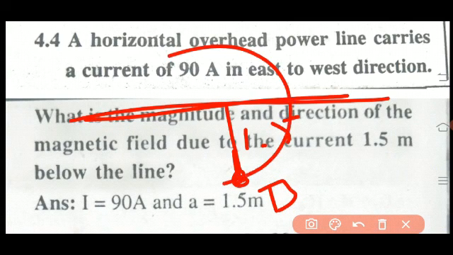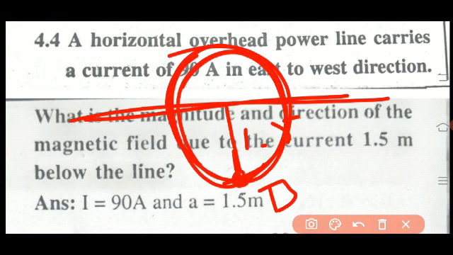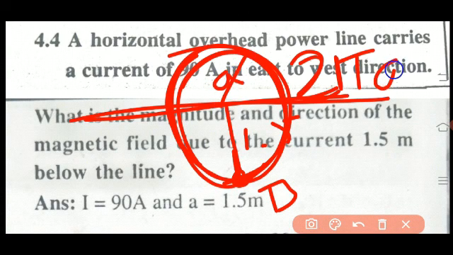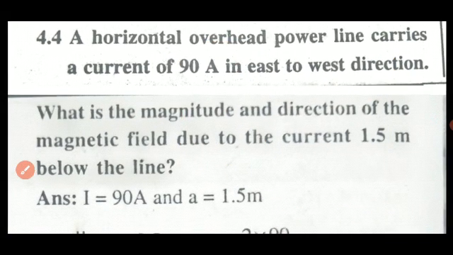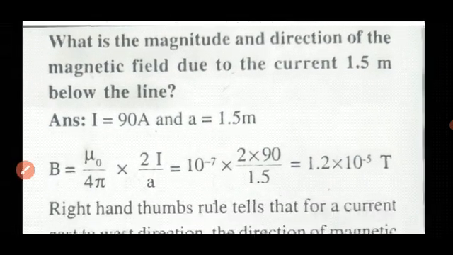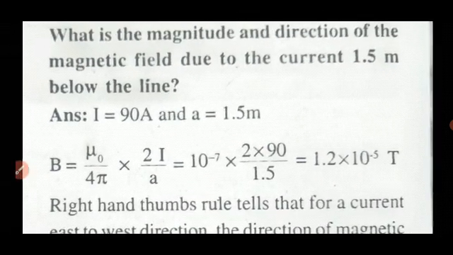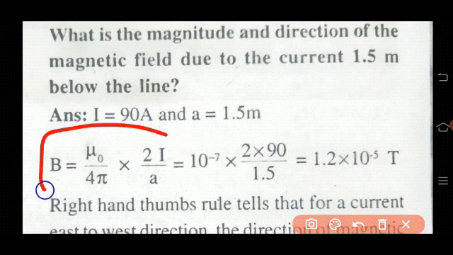So draw the Ampere circuit. What is the length of the Ampere circuit? That is the circumference, that is 2 pi. If the radius is taken as A, that is 2 pi A. If you take it as R, that is 2 pi R. Okay, so once again you can use the same equation as you studied in 4.3 and 4.2. The same equation, mu naught by 4 pi into 2 I by A.